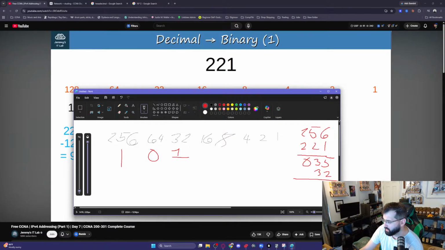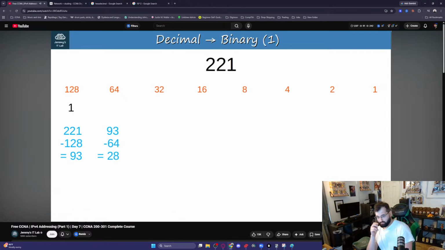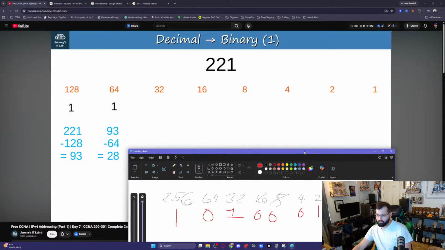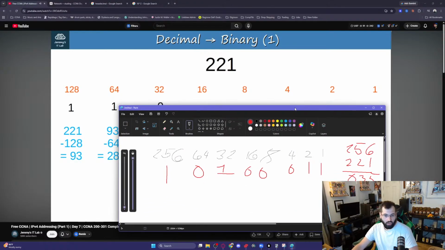But anyway, this would be 3. So then we're looking at here, 0, 0, 0. Okay, can we subtract 64 from 93? Yes, we can, and we're left with 28. So write a 1 under 64. Next, can we subtract 32 from 28? Well, we can, but we'd end up with a negative number. So for our purposes, no, we can't. So write a 0 under 32.